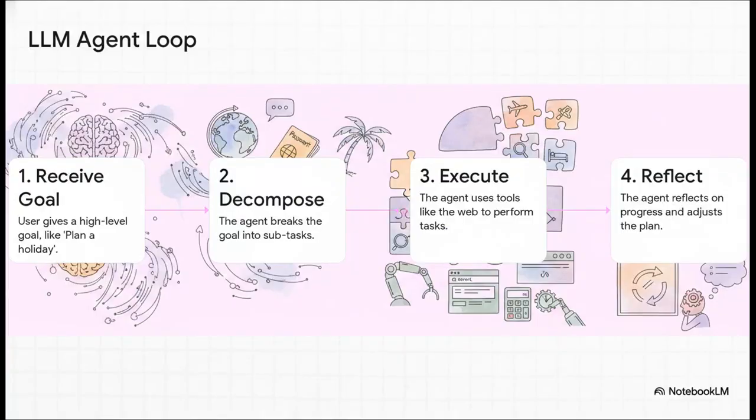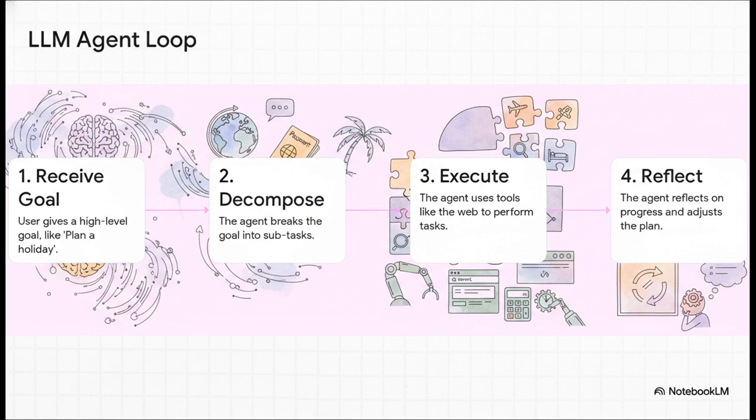So here's how it actually works. You, the user, give the agent some big high-level goal, like plan my vacation to Italy. The LLM brain then breaks that down into smaller tasks. Find flights, look for hotels, check reviews. Then, it uses tools like a web browser or a code interpreter to actually get those tasks done.